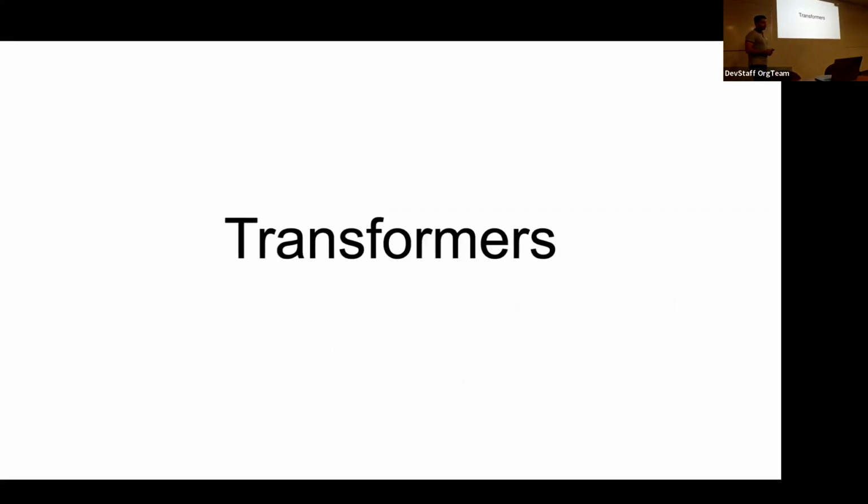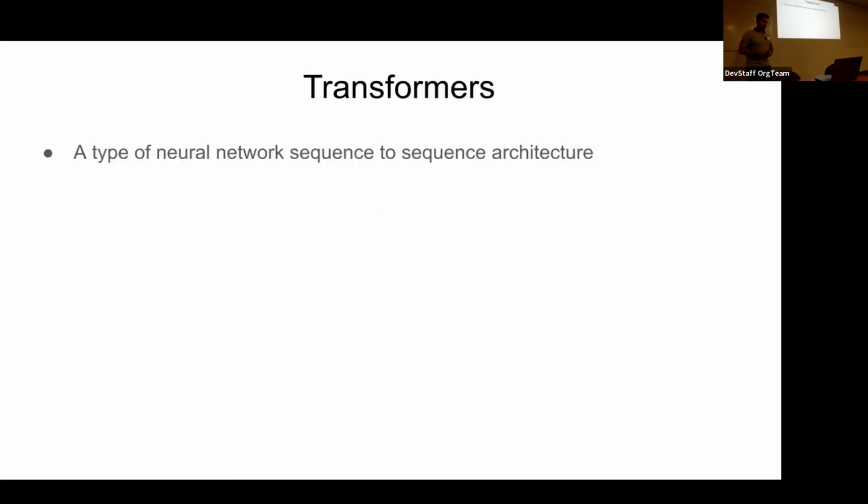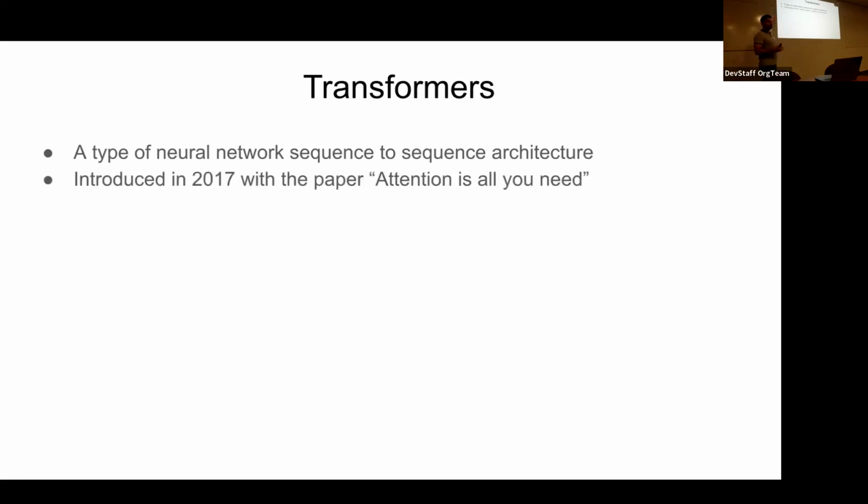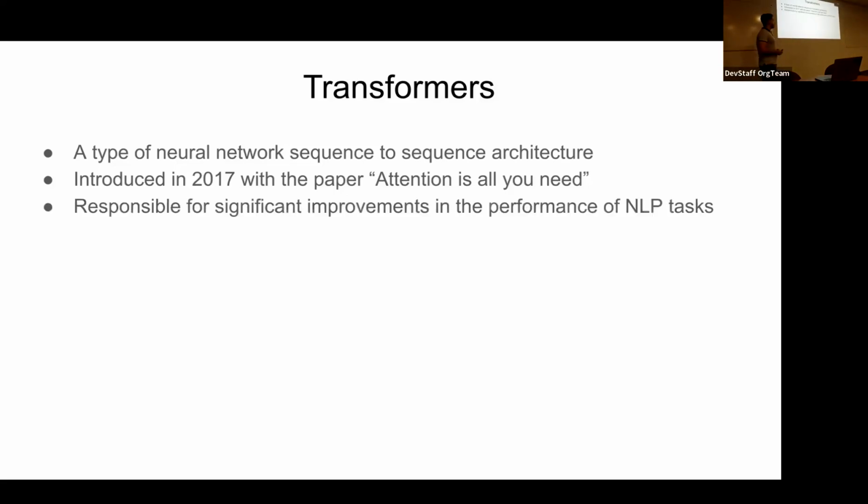And now, let's talk about transformers that seem to have solved these issues that RNNs had. Transformers are a type of neural network that has sequence-to-sequence architecture. That means that they take a sequence as input and they generate a sequence as output. They were first introduced in 2017 with the paper "Attention is All You Need" from researchers at Google and University of Toronto. And this is a very important paper that changed the way NLP is done now. They're responsible for significant improvements in the performance of natural language processing tasks.